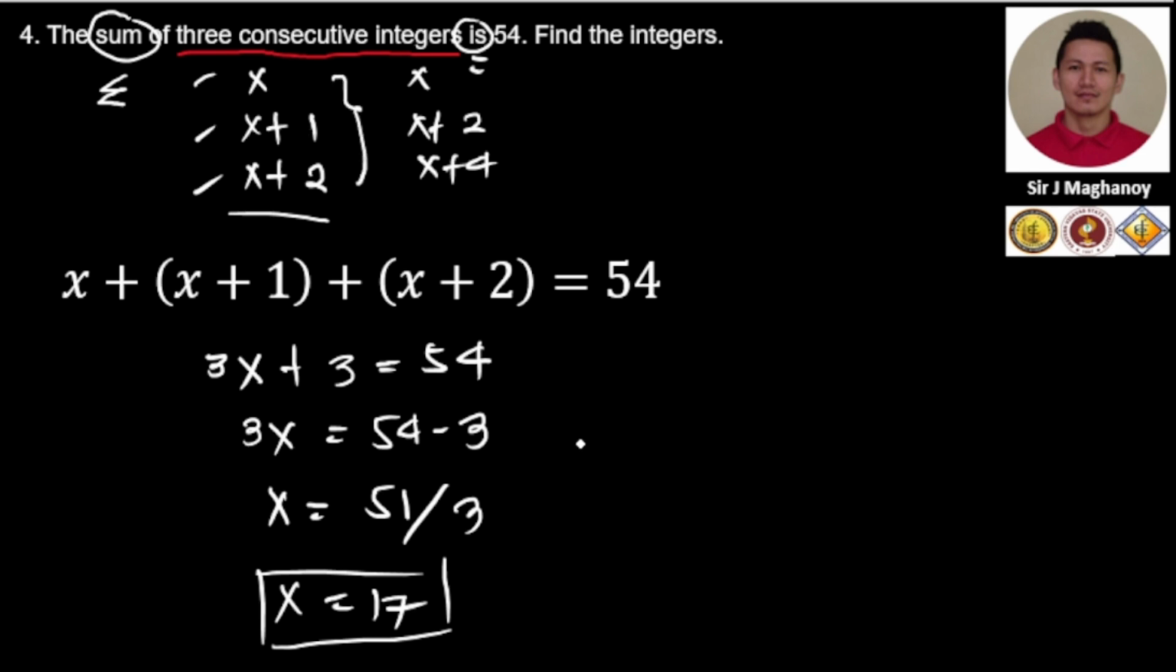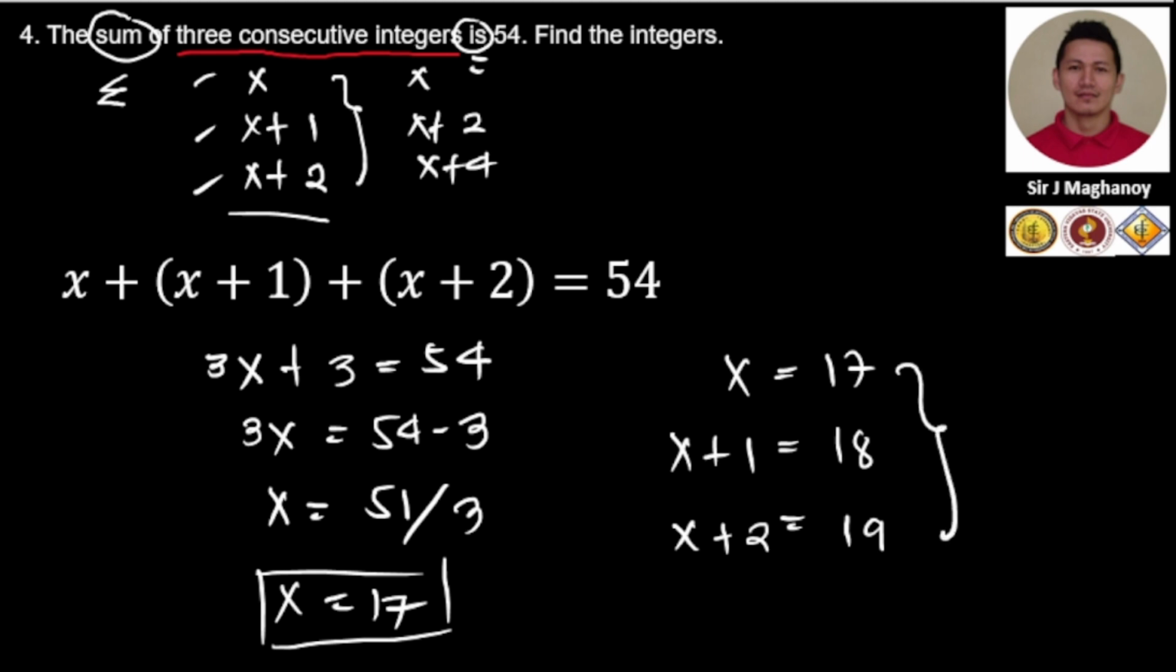Determining the three consecutive integers, therefore our x, the first integer, is 17. Our second integer is x plus 1, that is 17 plus 1, that is 18. And our third integer is x plus 2, that is 17 plus 2, that is 19. Therefore, we can say that our three consecutive integers are 17, 18, and 19.